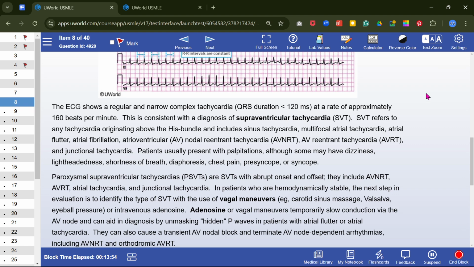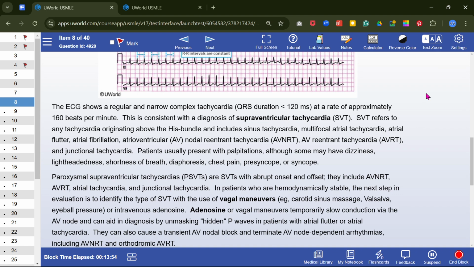Patients usually present with palpitation, although some may have dizziness, lightheadedness, shortness of breath, diaphoresis, chest pain, presyncope or syncope. Paroxysmal supraventricular tachycardias are SVTs with abrupt onset and offset. They include AVNRT, AVRT, atrial tachycardia, and junctional tachycardia.